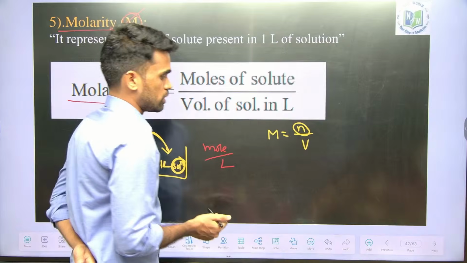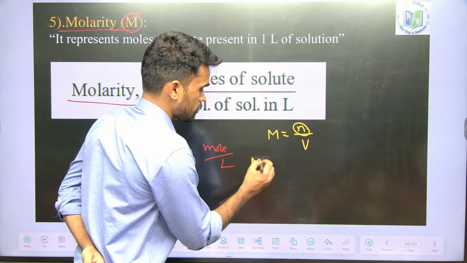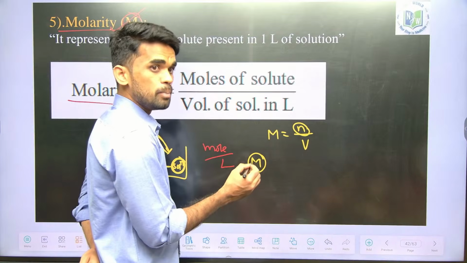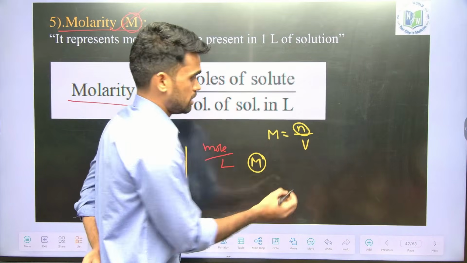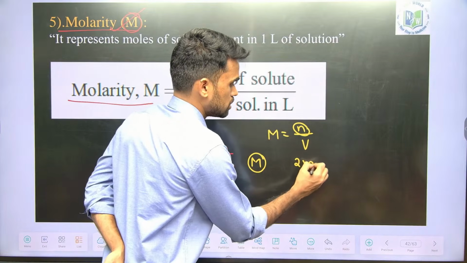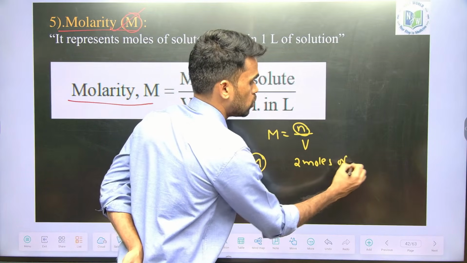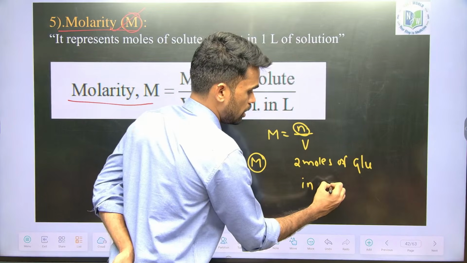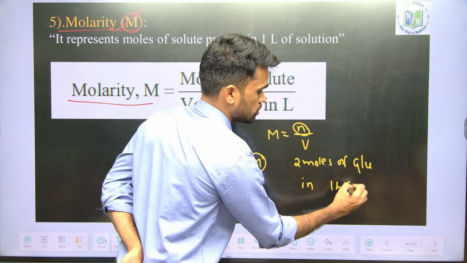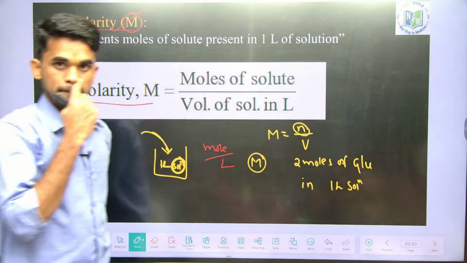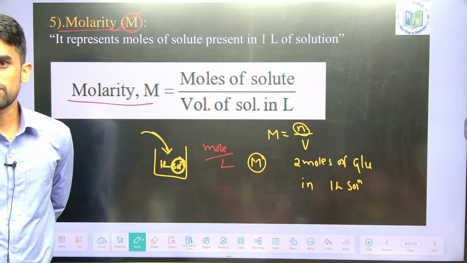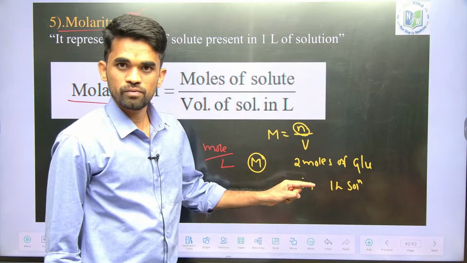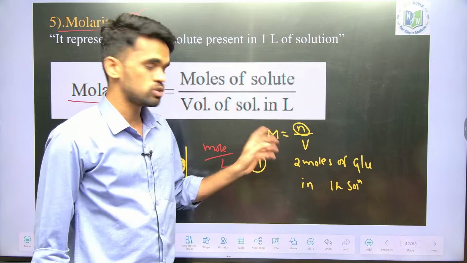Now I am asking you one question. What is the molarity of a solution made by mixing 2 moles of glucose in 1 liter of solution? So what to do? 2 by 1, 2 moles by 1 liter. So it will be a 2 molar solution.